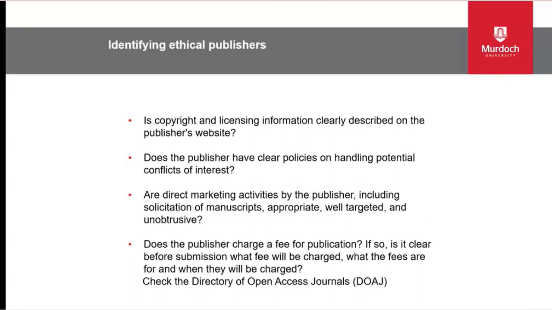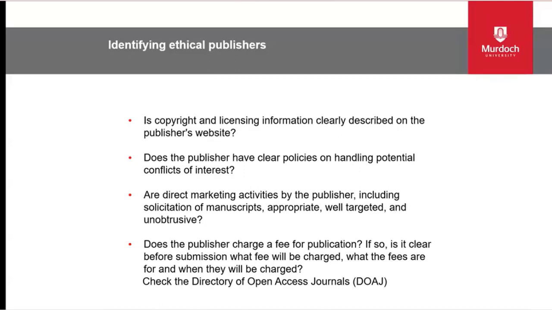Further steps to be taken in identifying ethical publishers include checking copyright and licensing conditions. Publishers with integrity are very clear about these. They will also have clear policies on potential conflicts of interest. Unethical publishers often aim direct marketing at early career researchers or PhD students, when this is more appropriate for middle and late career researchers. If you are subject to this type of marketing, you may ask how they got your contact details.